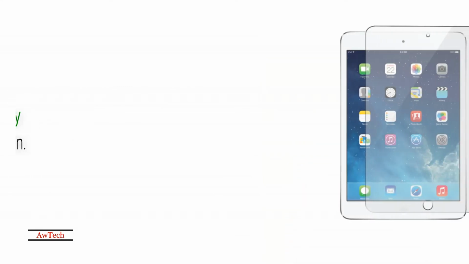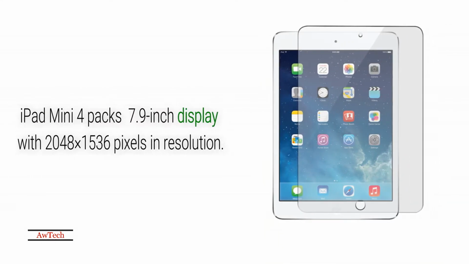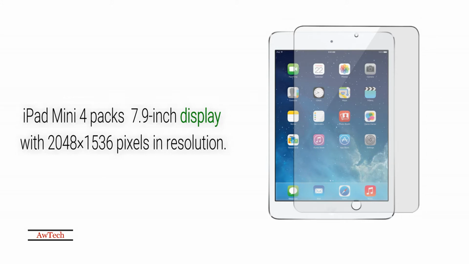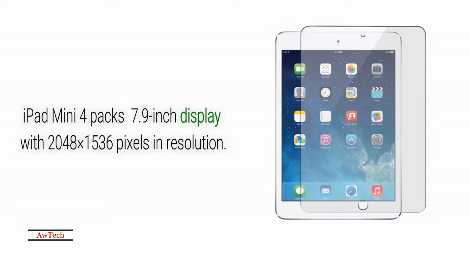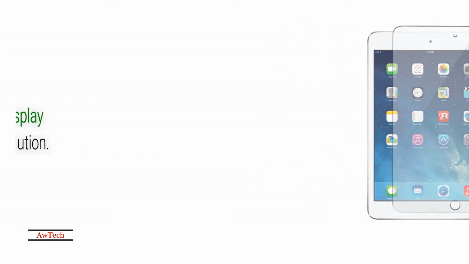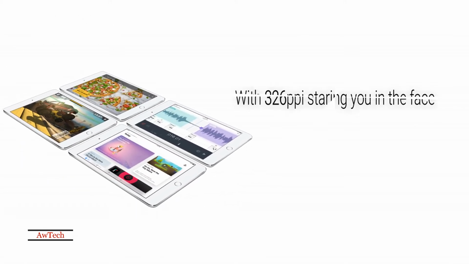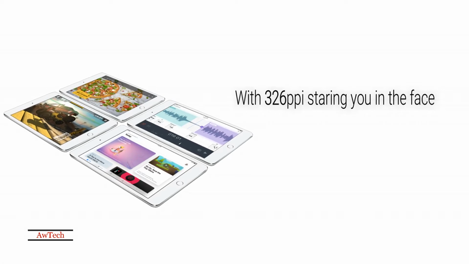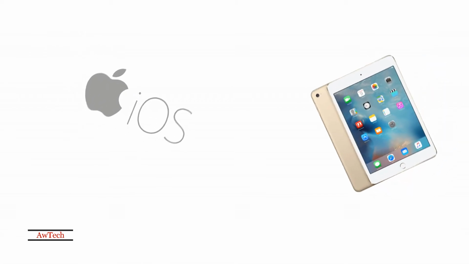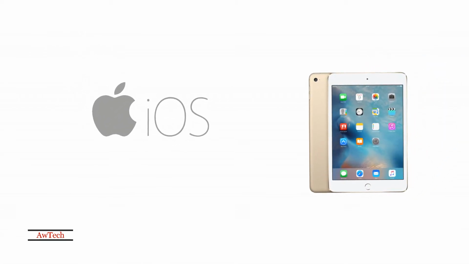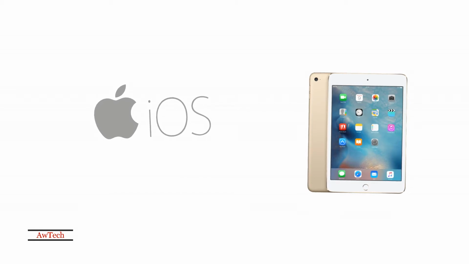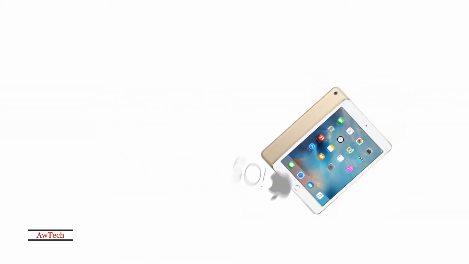Apple decided to stick with a good thing when it comes to the display. Not to imply that there are not any advancements here, but the actual display panel remains the same as in the last two iterations in the iPad mini line. The iPad mini 4 packs a familiar 7.9-inch display with 2048x1536 pixels in resolution. With 326 ppi staring you in the face, the only thing Apple needed to do to the mini line was update the glass.